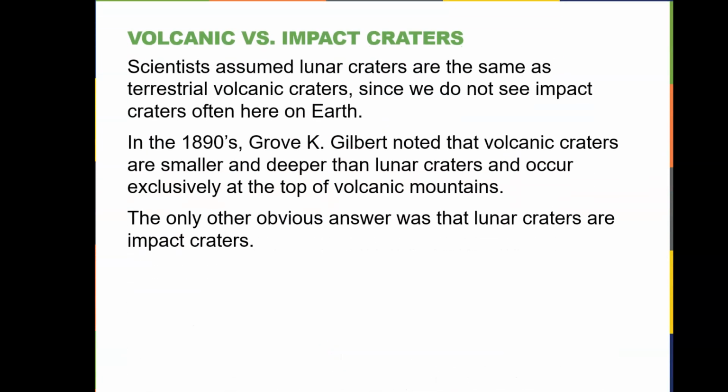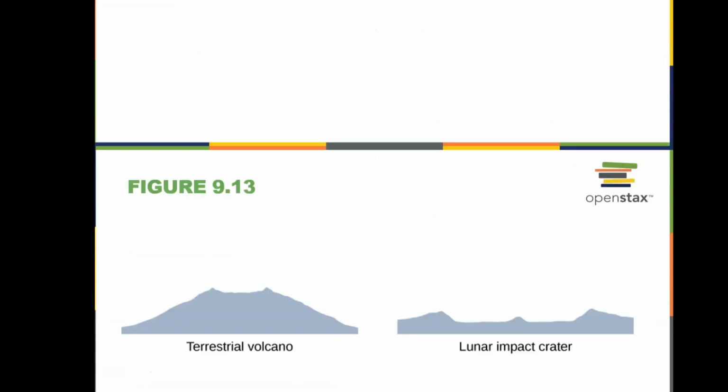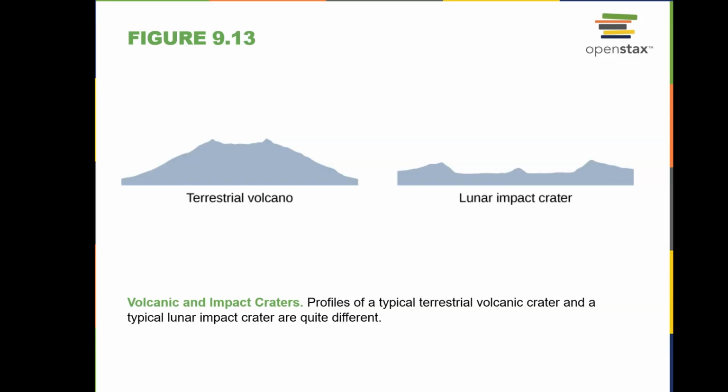Before the 1890s, scientists assumed that the lunar craters were volcanic craters. Grove K. Gilbert noted that the terrestrial volcanic craters are smaller and deeper and almost always occur at the top of volcanic mountains. Therefore, the only other reasonable explanation is an impact causing lunar craters. Here we can see the difference between volcanic and impact craters. Volcanic craters are deeper and smaller than impact craters.